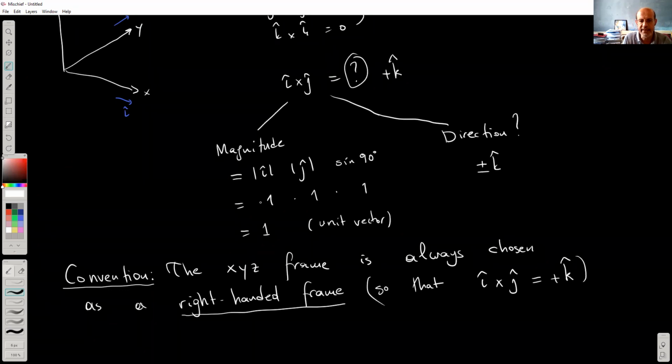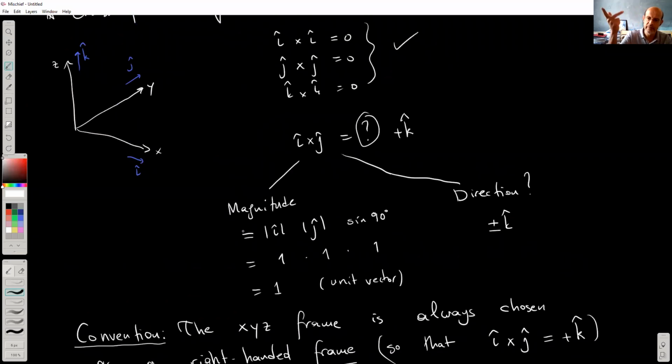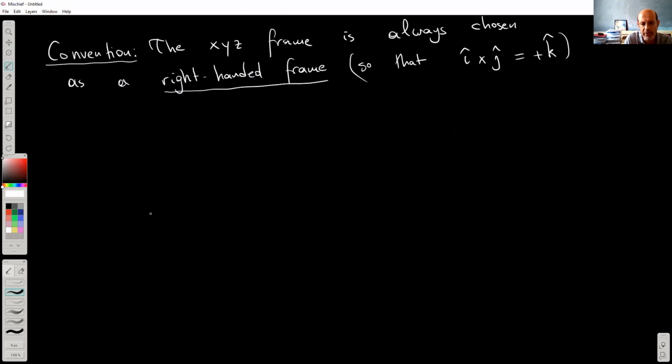Again, what's a right-handed frame? We can use our right hand to see in which way the frame should be established. I'm going to draw my right hand again. So the thumb, and again, we use the first three fingers. I don't think that there is another way of actually understanding the sense of a reference frame. It's something like that, right?